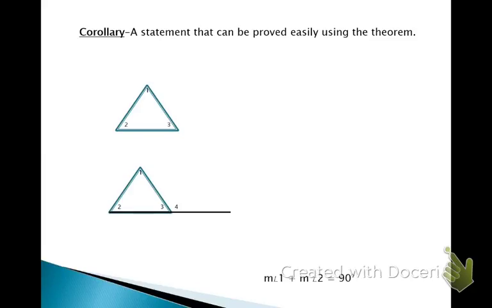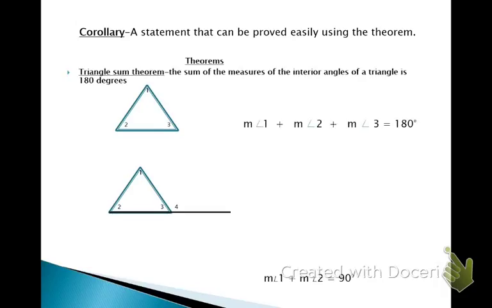A corollary is a statement that can be easily proved using a theorem. So we've got a couple of theorems here. The triangle sum theorem simply says that the interior angles of a triangle sum to 180 degrees. 1 plus 2 plus 3 equals 180.